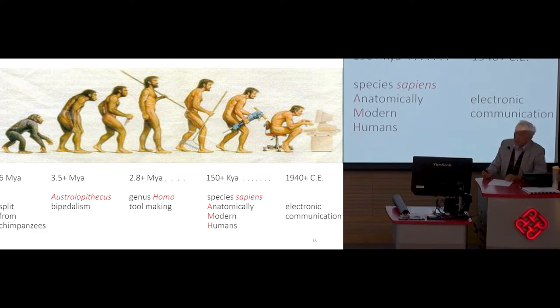So this is kind of a cartoon, a recap. 6 million years ago, we split from the chimps. 3.5 million years ago, we stood up. And at that time, we were still not Homo. We belonged to a different genus called Australopithecus, only found in Africa. Then when we started making tools, we became Homo. And about 150, 200,000 years ago, we developed our own species. We became anatomically modern humans. And of course, with the invention of electronics, computer, and so on, less than 100 years ago, cultural evolution really goes at a very, very, very fast pace.